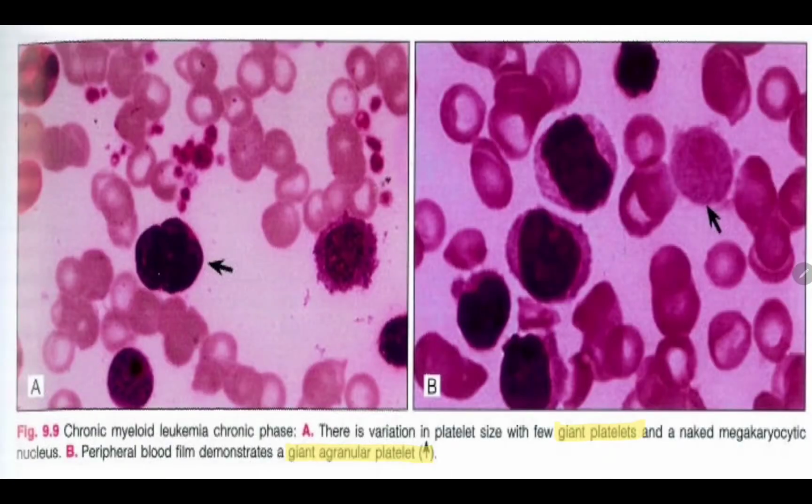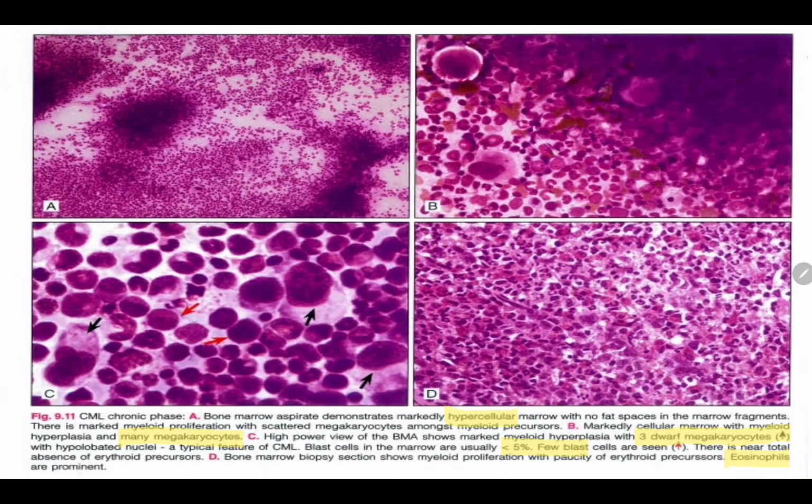Now, in this picture of chronic phase, we see the giant platelets, and a few giant agranular platelets are also seen. Now, in chronic phase, in bone marrow examination, as I discussed, we saw the hypercellular marrow. There is very little or absent fat spaces in this image. Then in B, many megakaryocytes are seen, and as I have mentioned, the dwarf megakaryocyte is seen.